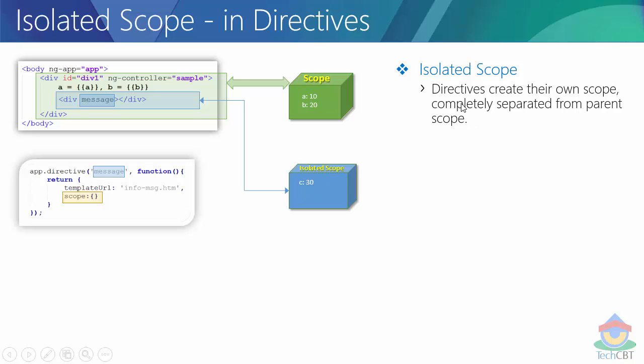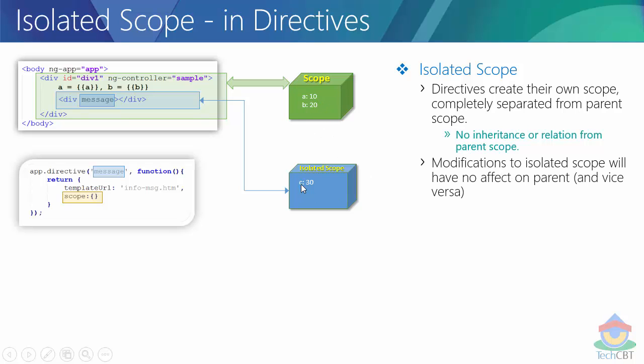So you can see directives create their own scope. Whenever you specify scope as an object, it will be completely separated from the parent scope, and it can have its own members. There is no relation and no inheritance coming from the parent scope at all. If you modify new members or existing members available as part of the isolated scope, those will not have any effect on the parent scope. And even if you modify anything on the parent, it will not apply anything to the isolated. So those two are independent, and none of the modifications to either will have any effect on the other.